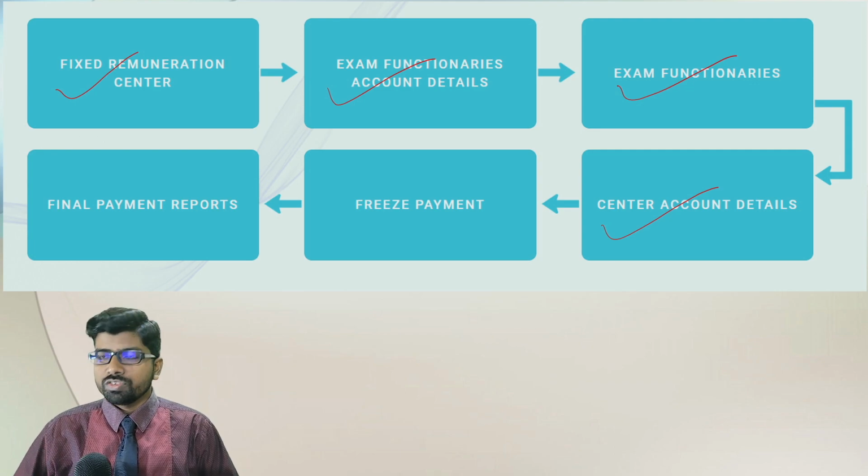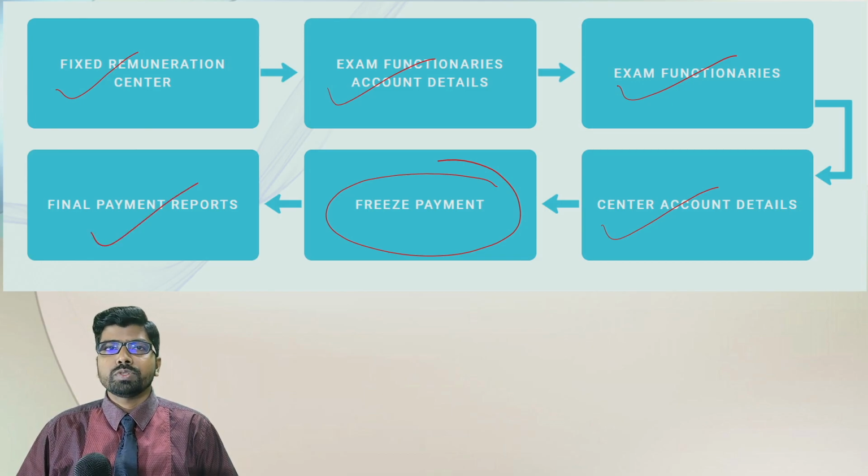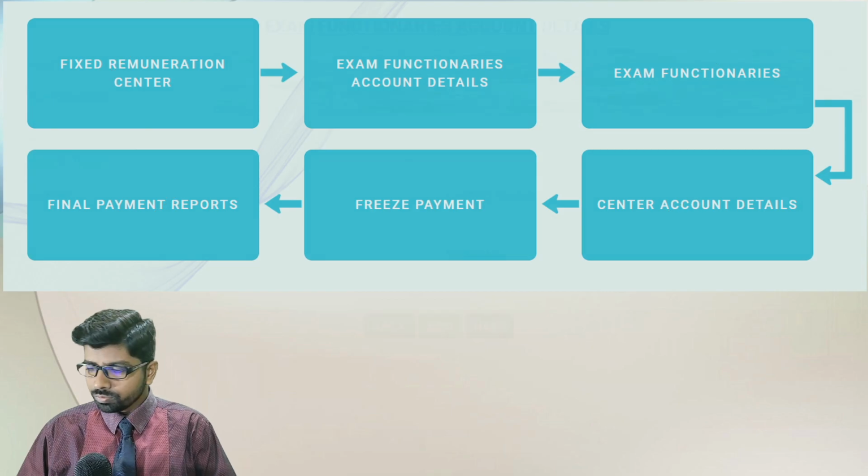After all this fill up, we must go for the freeze payment. Until we freeze, payment will not be released. So we have to go for the freeze payment, then we will see the final payment report. So these are the 6 steps we have to follow in order to get the term 1 remuneration.